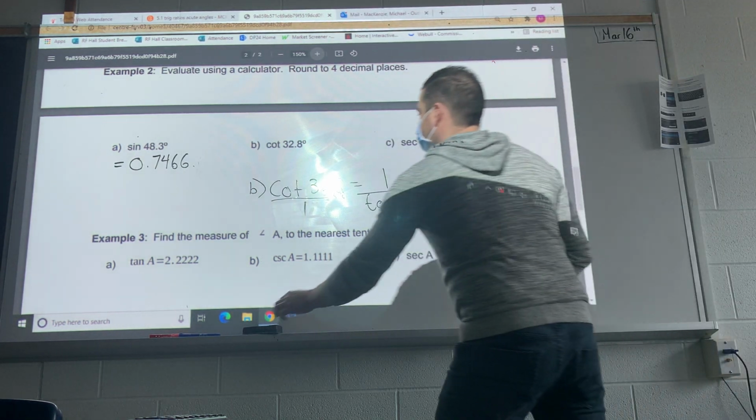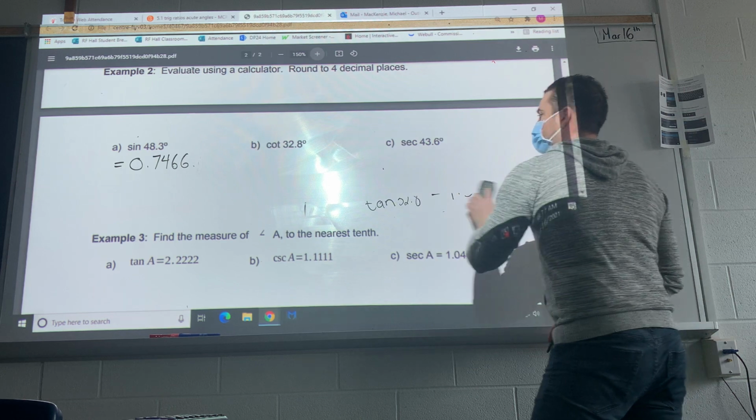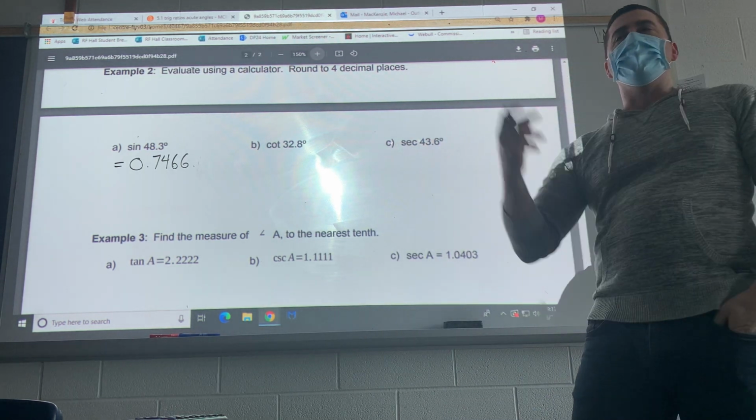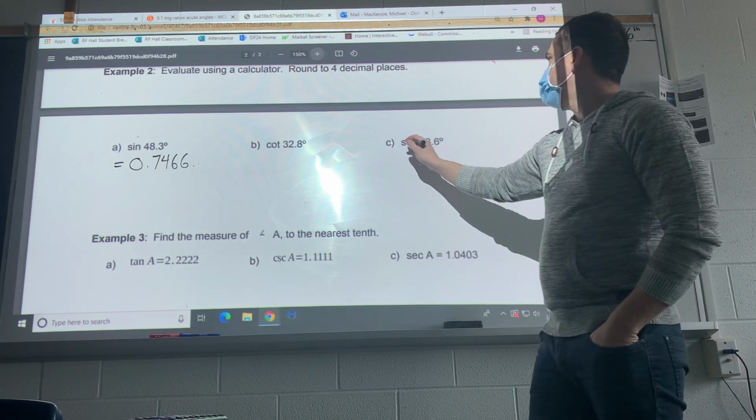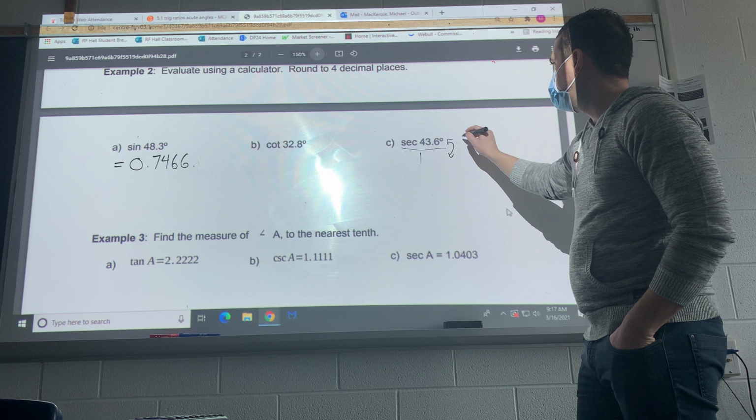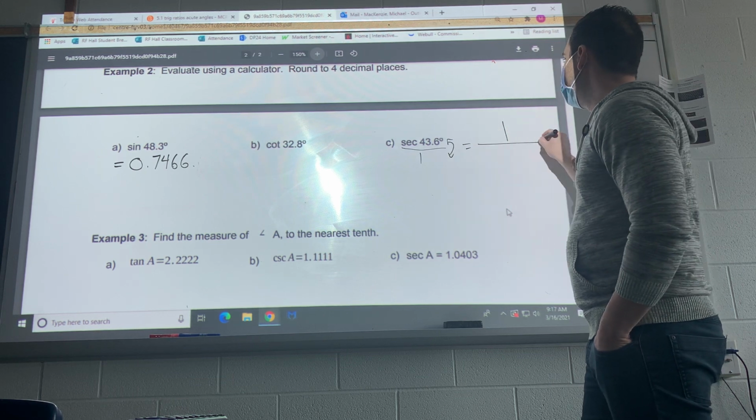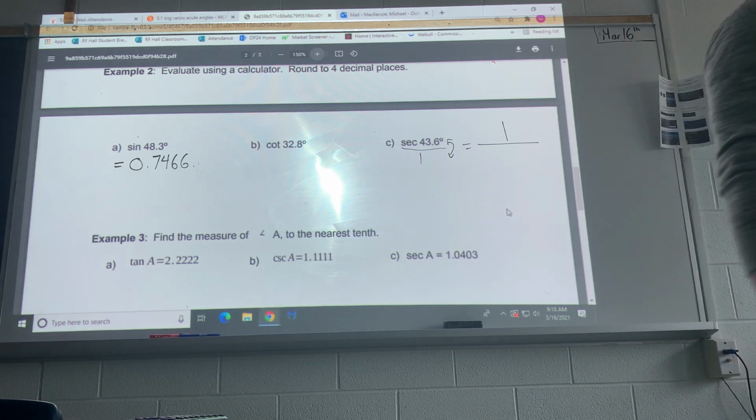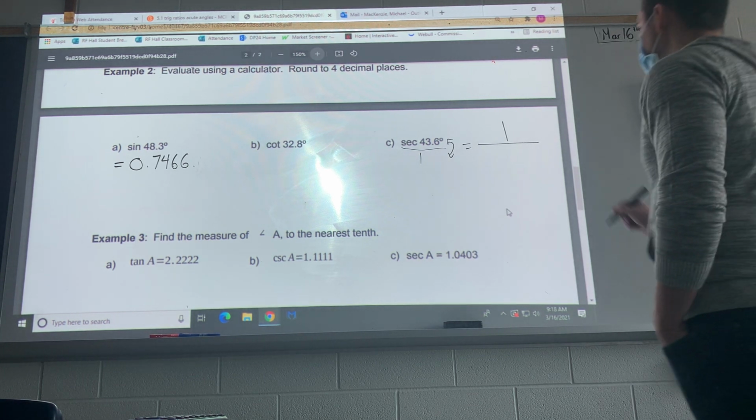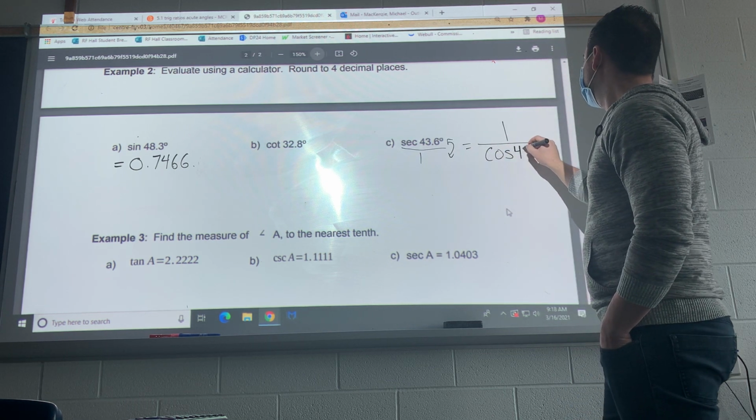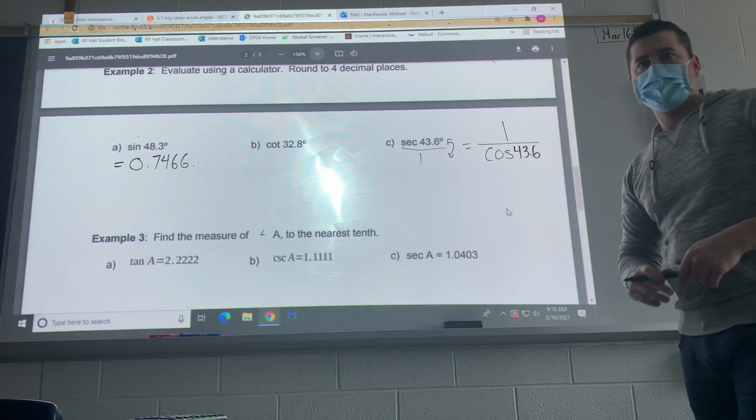Okay, and now lastly, again, we have secant, but we don't have a button that says secant. So we are going to do the reciprocal. So we get 1 over, once we do the reciprocal, what does secant turn into? Cosine, right? Cos 43.6.